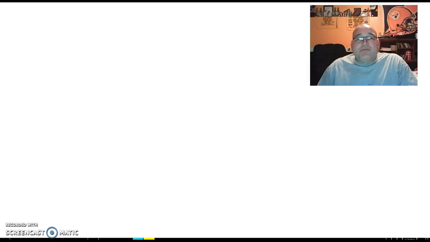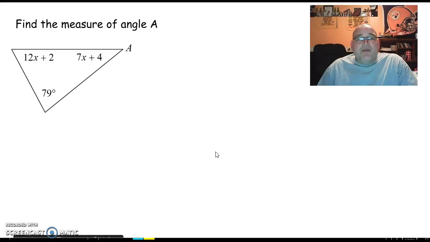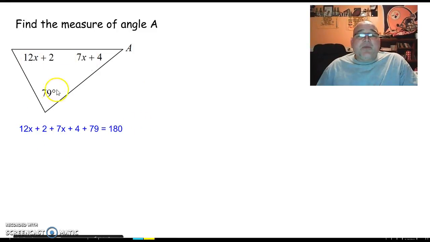Let's move forward. Find the measure of angle A. So again, we're going to have to set up an equation. That being that we can add the three angles of a triangle together and it always equals 180. Triangle angle sum theorem. 12x plus 2 plus 7x plus 4 plus 79. So we're going to gather our like terms. That's the 12x and the 7x and the 2 and the 4 and the 79.